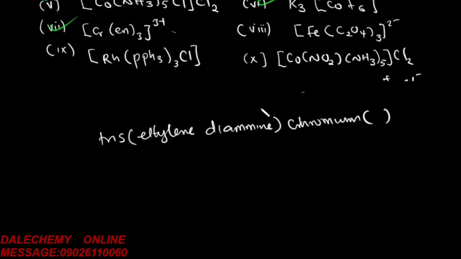Okay, then Cr is chromium. Don't forget its oxidation state. So together that will be X. For ethylene diamine, it is 0 times 3. Okay, equal plus 3. So that will be X equal 3. Chromium 3. So that's the name for that compound.